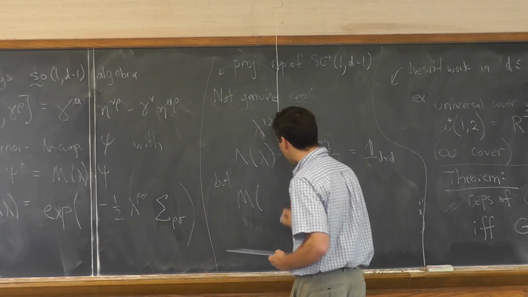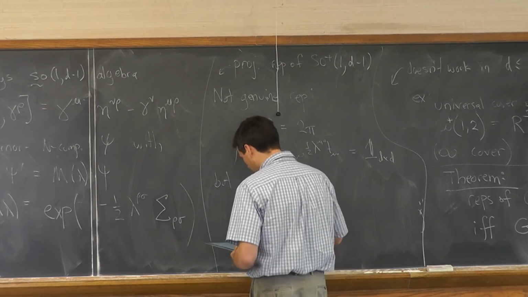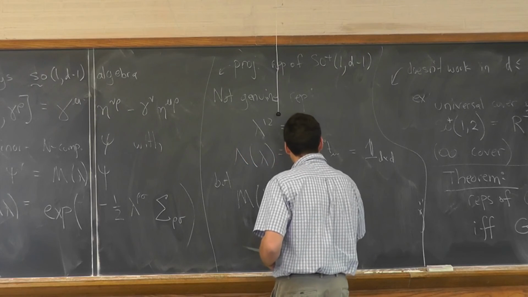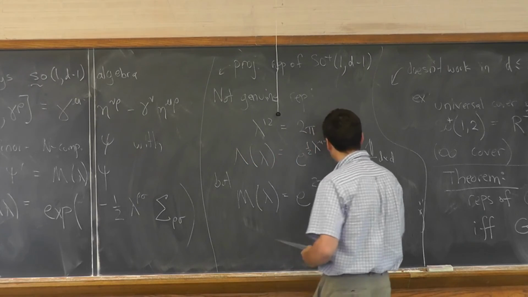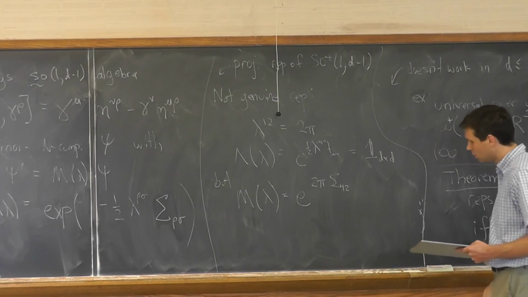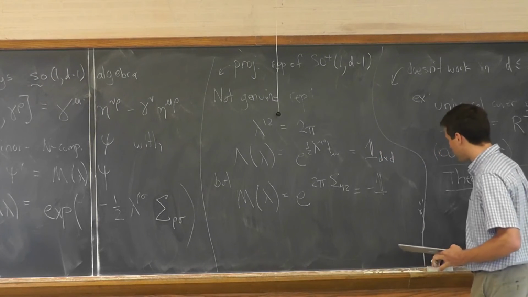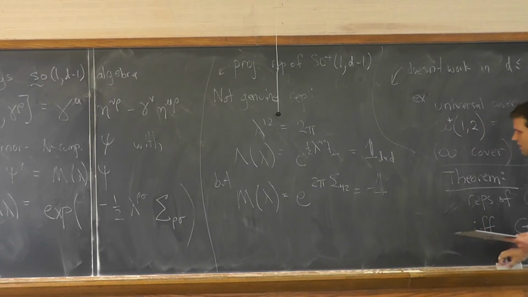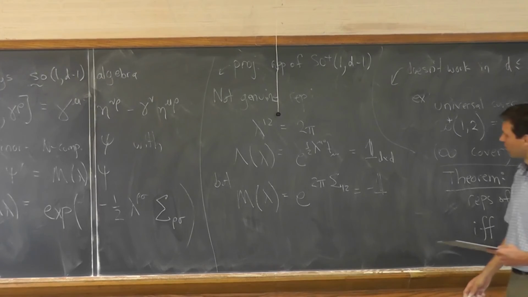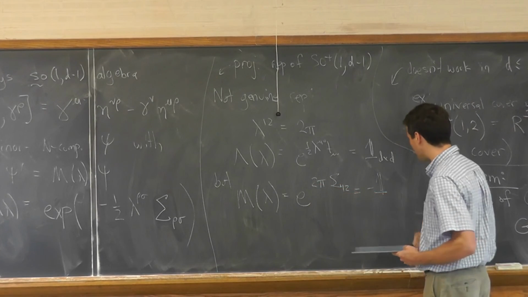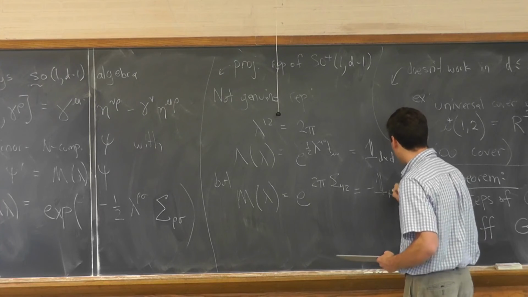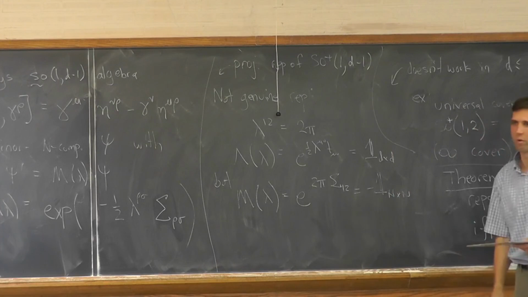But in the spinor representation, this matrix M is e to the 2 pi sigma 1, 2. With some effort, I'm not sure what the easiest way to do this is. One way to do it is to look up the gamma matrices and plug them into the matrix exponential. If you do this rotation, you get minus the identity acting on the spinor components.